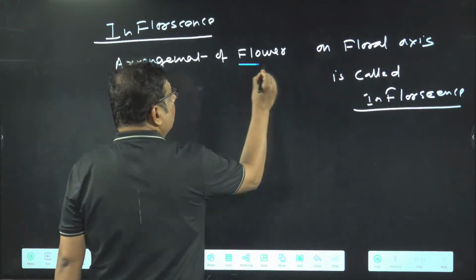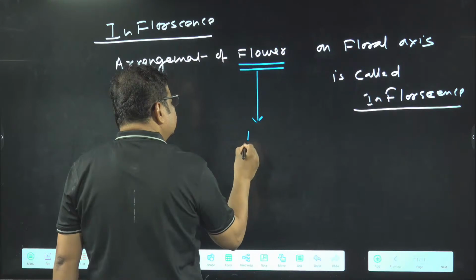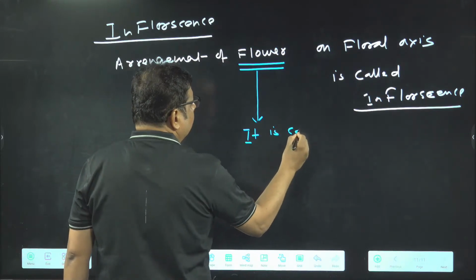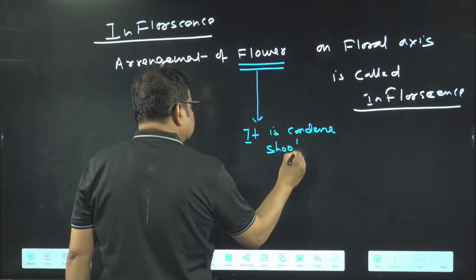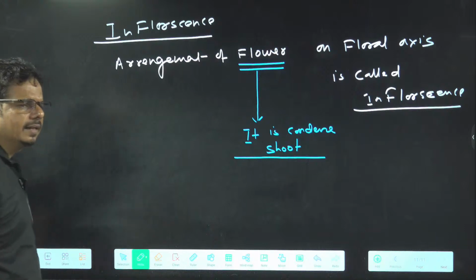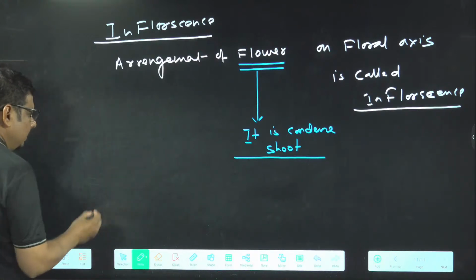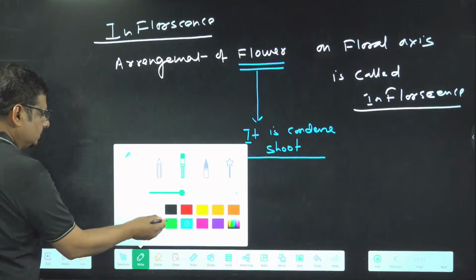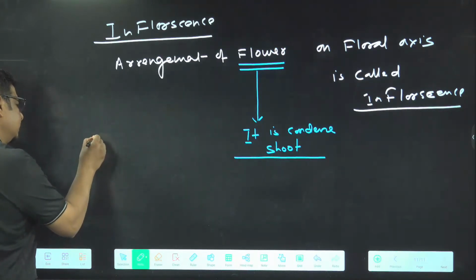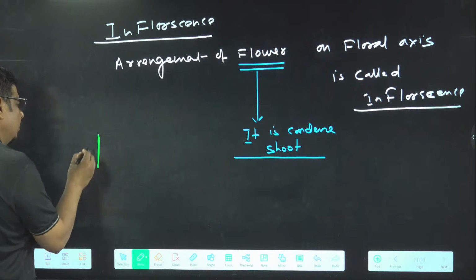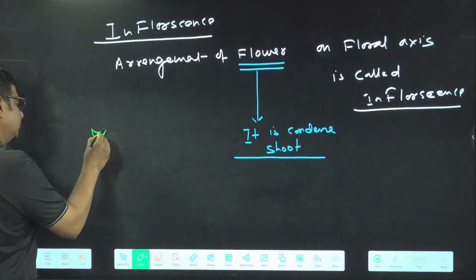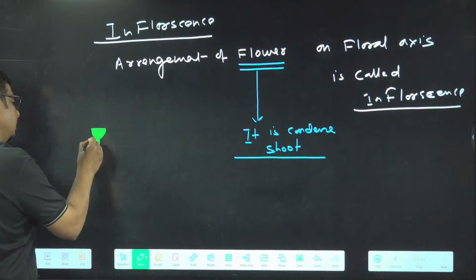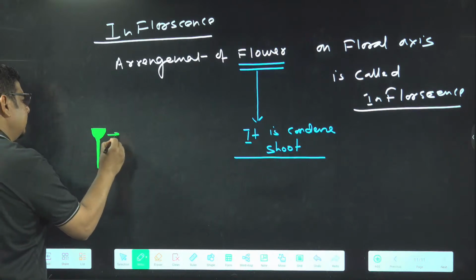If you talk about the flower, what is this flower? Flower, it is a condensed shoot. Flower is a condensed shoot. How is the flower forming? Let me tell you. This is a shoot. The shoot is reduced here. And you will find the apical part gets swollen. So this swollen part is what basically? Thalamus.